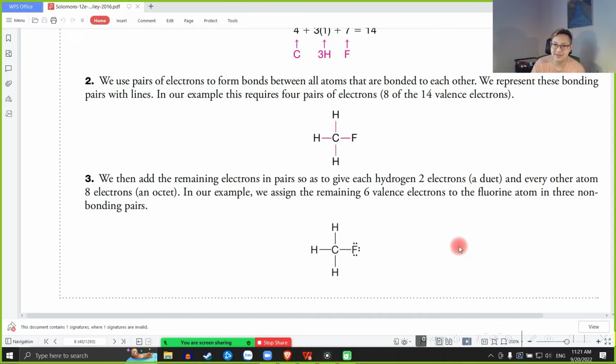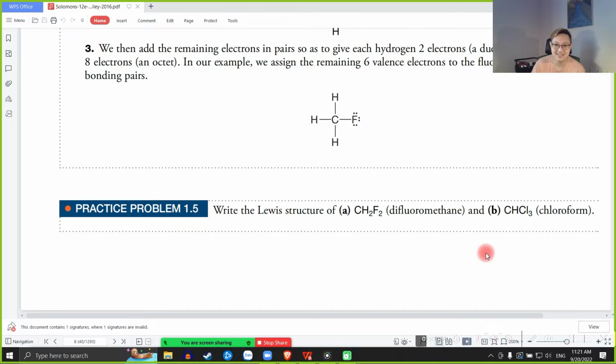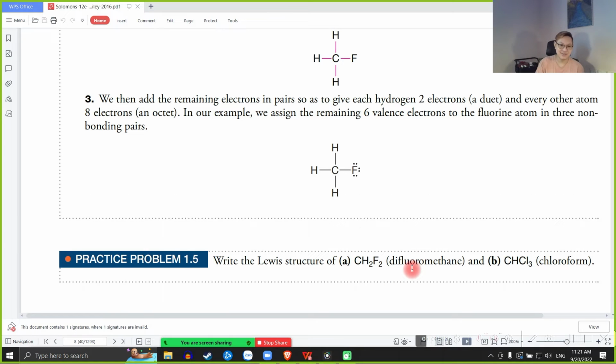It's an easy example, right? Yeah, but in real life, let's see. Can you try practice problem 1.5? Write a Lewis structure of CH2F2 or difluoromethane and chloroform CHCl3. Please try it.